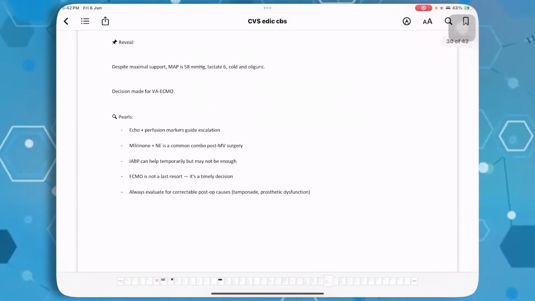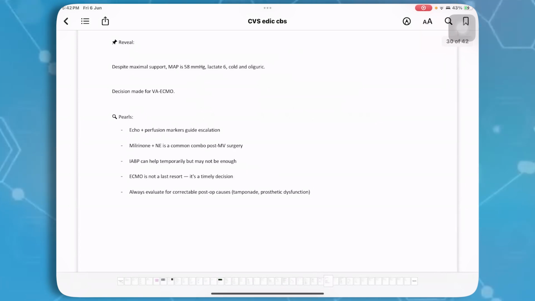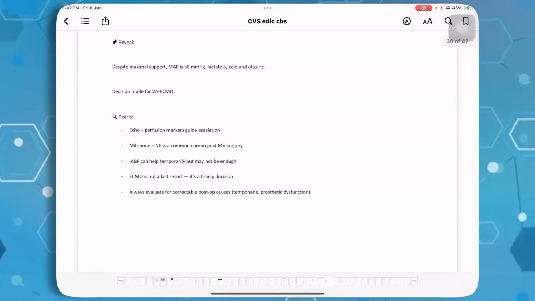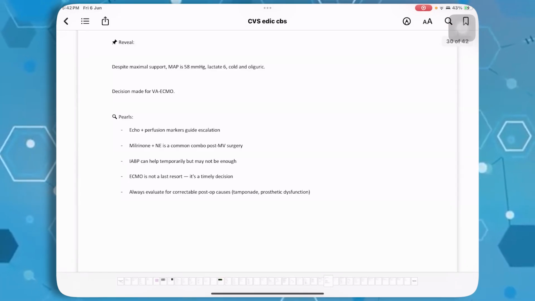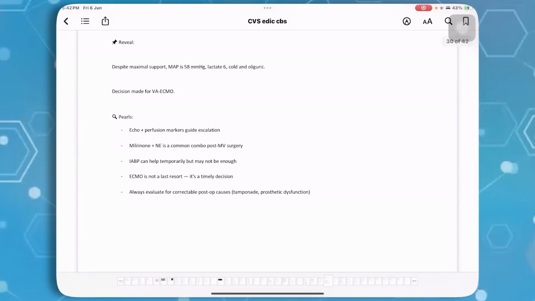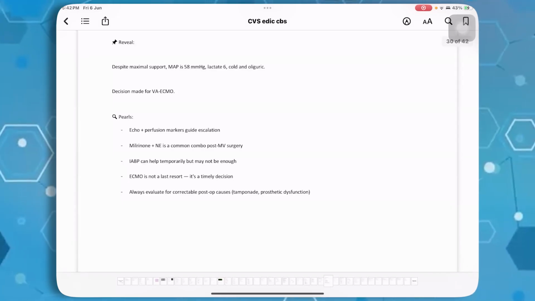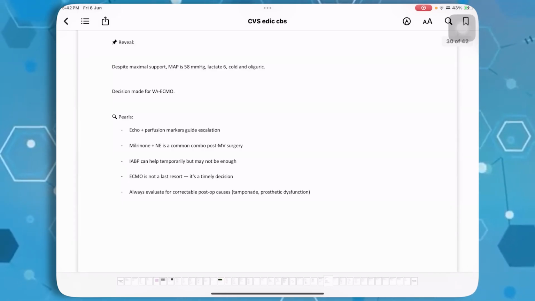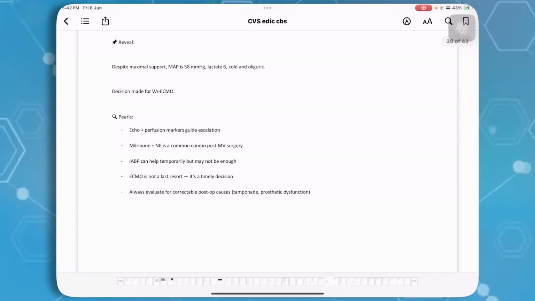So what you need to understand is echo plus perfusion markers like lactate, mixed venous oxygen saturation, central venous oxygen saturation; they are the markers that guide the escalation of therapy. Milrinone and norepinephrine is a common combo post mitral valve surgery, but lactate rising is a problem. IABP can help temporarily, but may not be good enough.